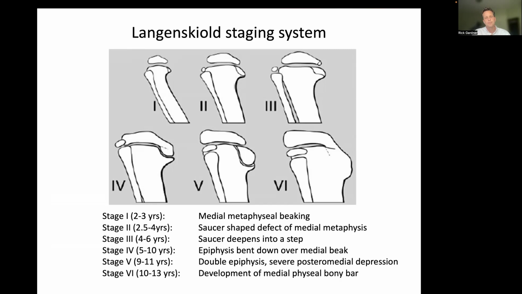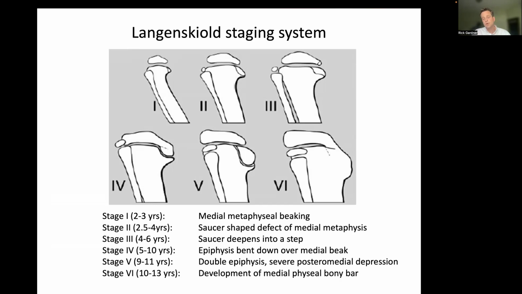And then in stage 5, you get this appearance of a double epiphysis, where you've got severe sloping into the metaphysis, often with a physeal line above it. But that's really representing that posterior medial depression. So you're seeing the physeal line from the anterior aspect of the tibia, but then this double physeal line is because you're seeing the physis posteriorly as well, superimposed on that proximal tibial metaphysis.